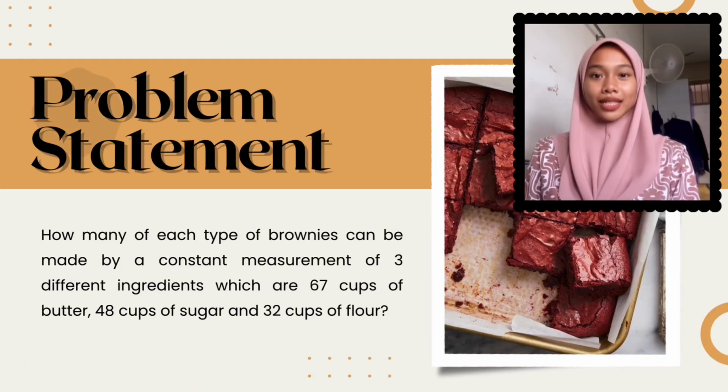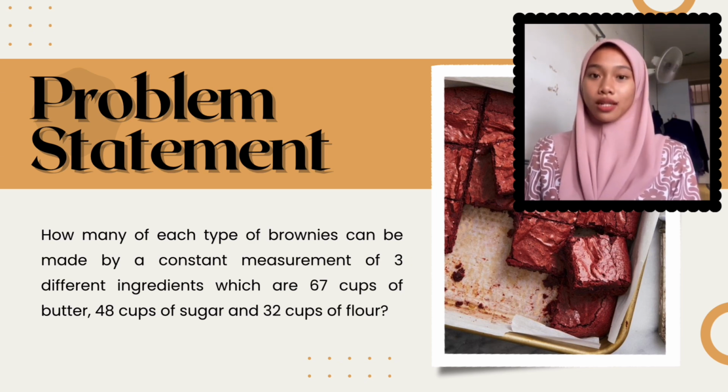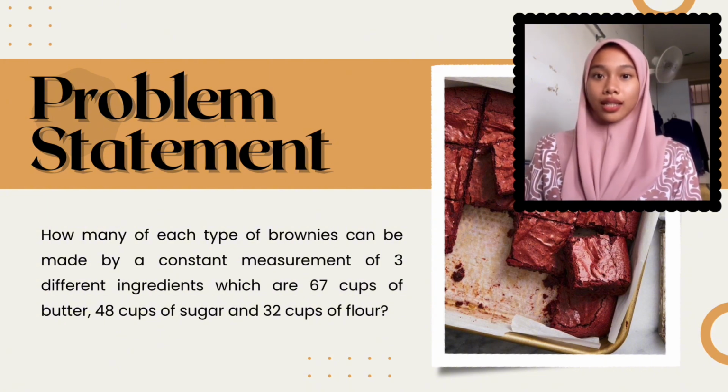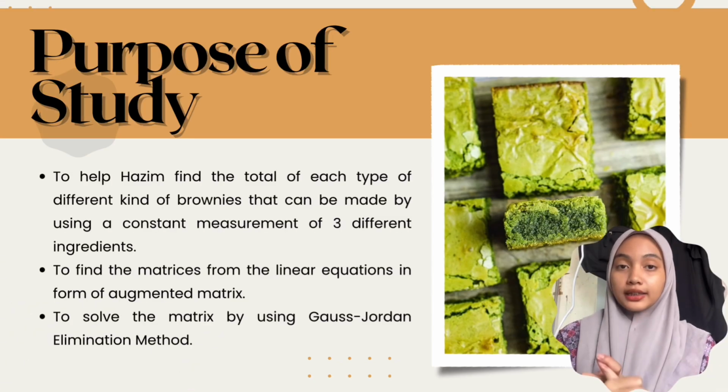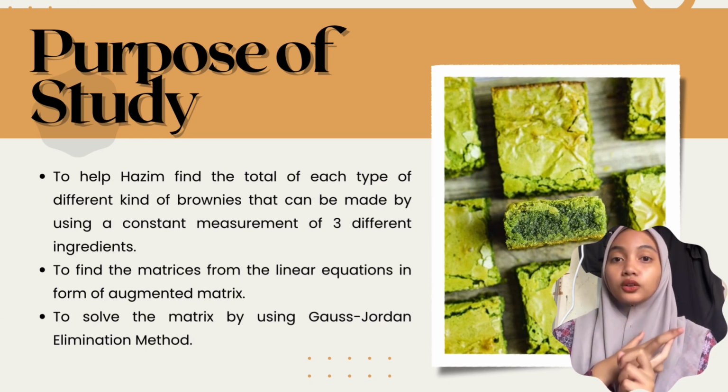After that, the problem statement. The problem statement is about how many of each type of brownies can be made from a constant measurement of 3 different ingredients, which are 67 cups of butter, 48 cups of sugar, and 32 cups of flour. The main purposes of the study are to help Hazim find the total of each kind of brownies that can be made using a constant measurement of 3 different ingredients, to find the matrices from the linear equations in the form of an augmented matrix, and lastly to solve the matrix by using the Gauss-Jordan elimination method.